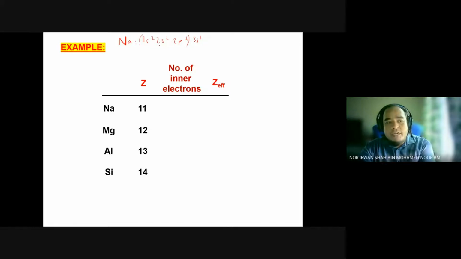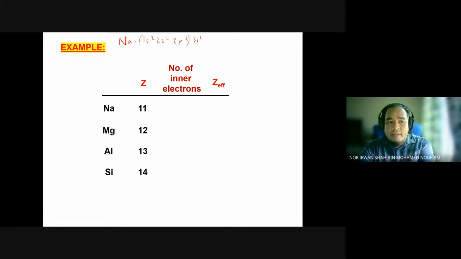Okay, ataupun satu cara lagi yang lebih mudah, much easier guys, kita tengok pada outer electrons. So right now we know that the 4 of these, sodium, magnesium, aluminium and silicon, all of these elements are main group elements. Right? Main group elements.